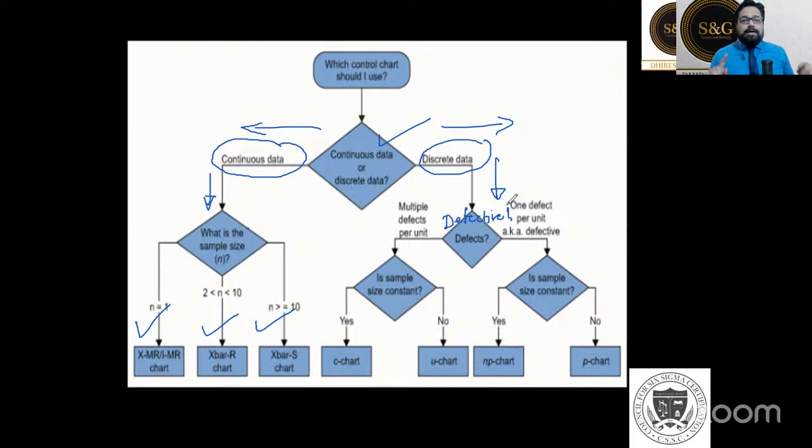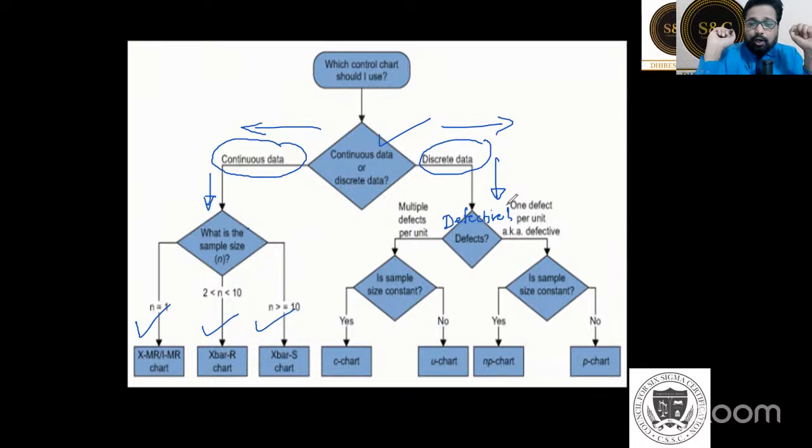Same example I will carry forward. Let's say I'm a shirt manufacturing company, making shirts. As a quality person, my role is to check the product and check the quality of the product. Is there any defect in the product? If I find any defect, I will reject the product. That is called defective. If that entire shirt gets rejected, that is called a defective product. If I'm collecting the data of how many products are defective in my process, that is called defective data.